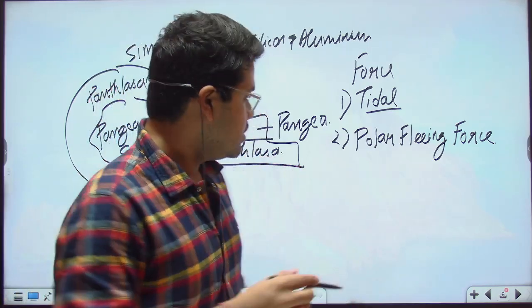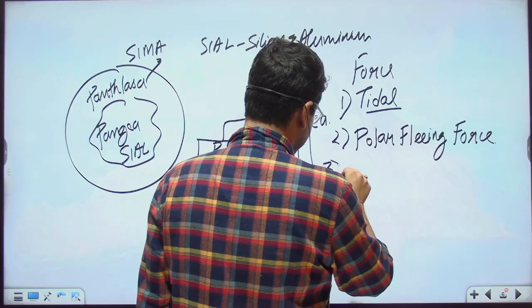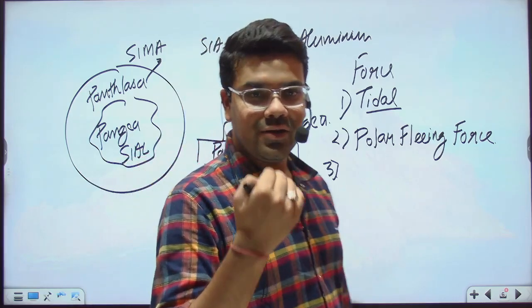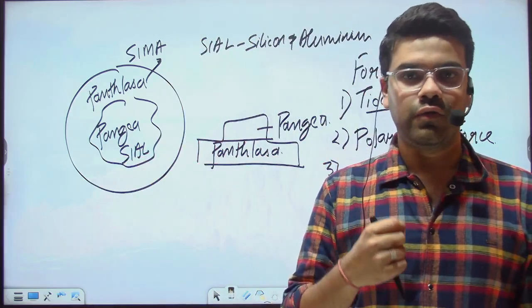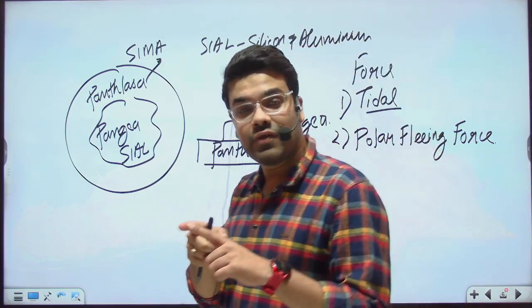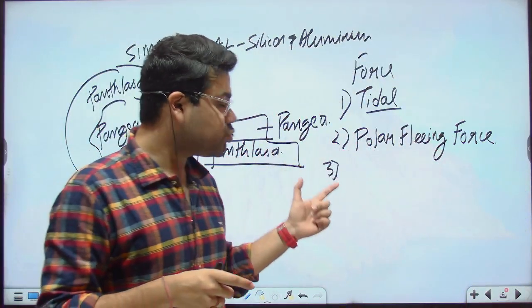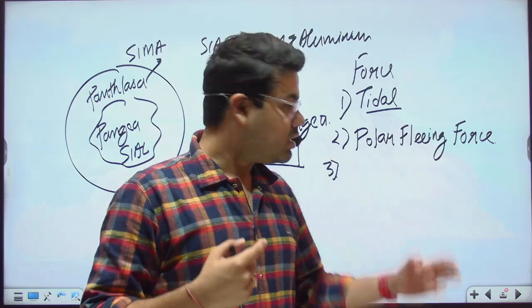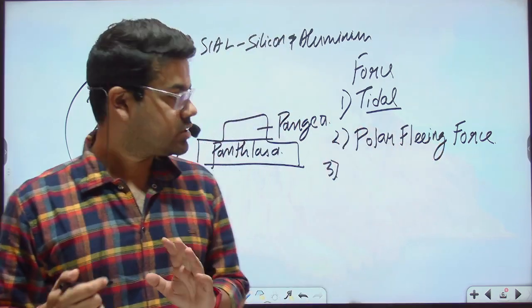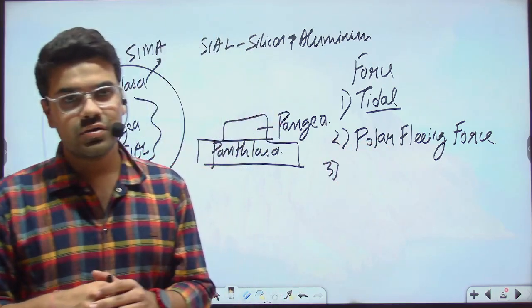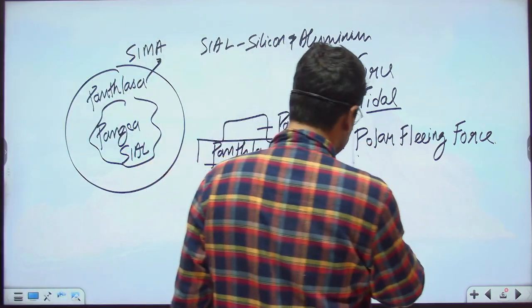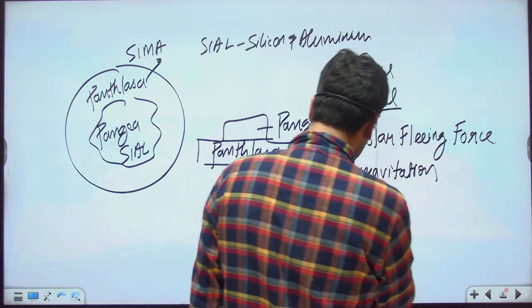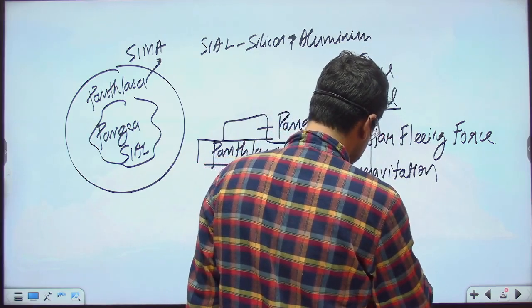The third force is a type of endogenic force originating from the interior of the earth. Although this force was not very well explained by Alfred Wegener, it is explained in detail by the thermal convection current theory that we are going to study in just 10 or 15 minutes. So what was the third force that he considered? He considered gravitational force, and the fourth force was the frictional force.